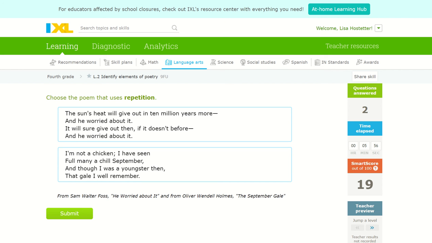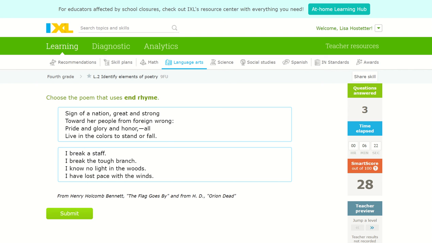Let's make sure that the other one doesn't have any either. "I'm not a chicken, I have seen full many a chill September, and though I was a youngster then, that gale I well remember." Now, there are some rhymes, but there isn't anything repeated in that last poem. So the first one would be the best answer.